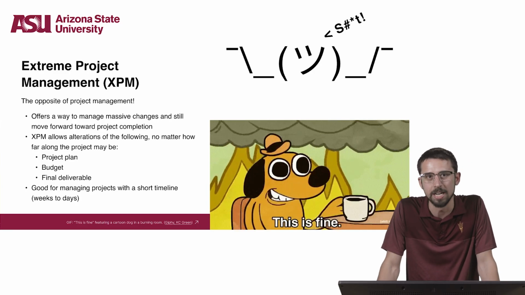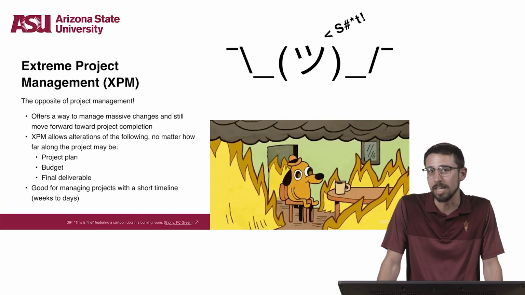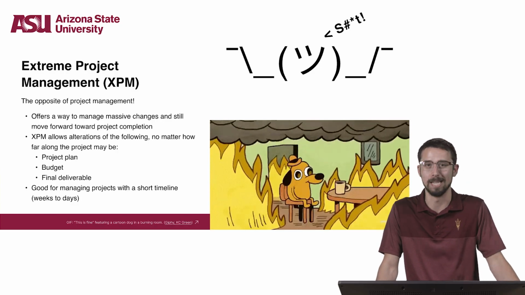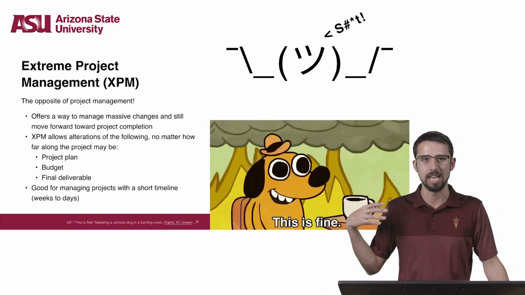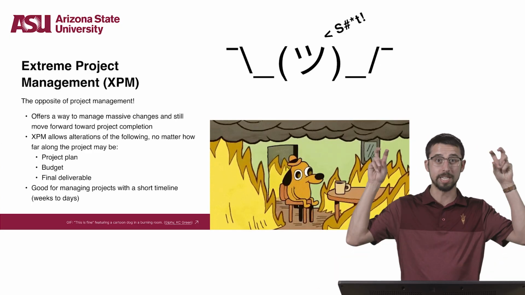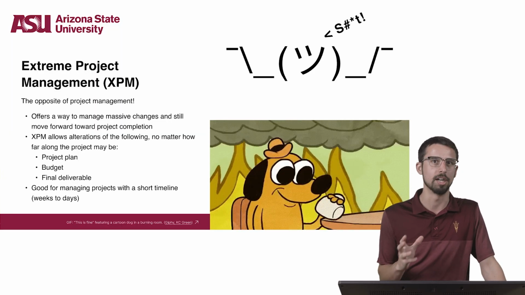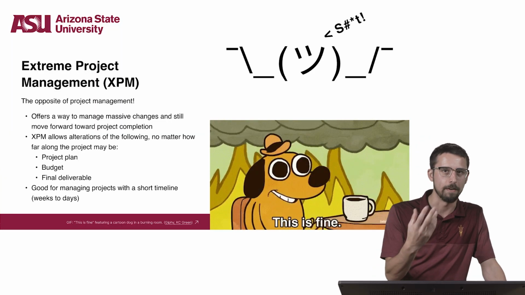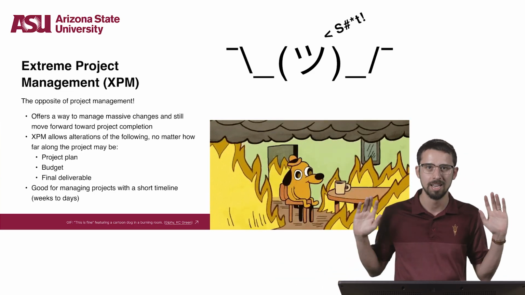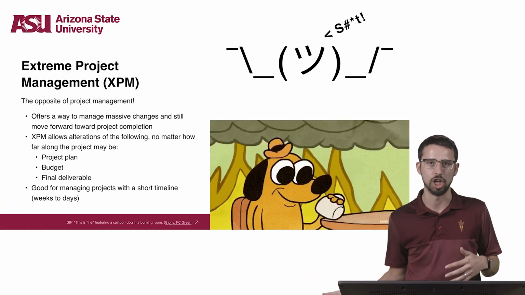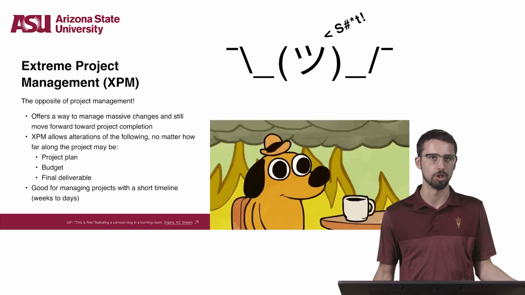And then this one's always fun. Extreme project management, or XPM, is frankly the antithesis or complete lack of project management. And since everything in business needs a name, we gave the stressful hurls of just get it done the sort of oxymoronic title of extreme project management. This offers you a way to manage massive, sometimes completely unrealistic expectations and levels of change, yet still move forward towards some degree of project completion.